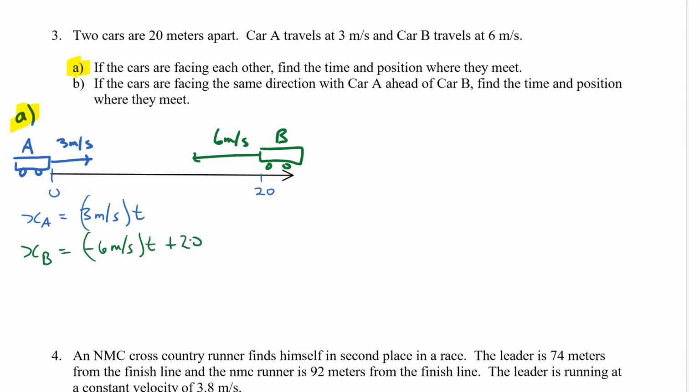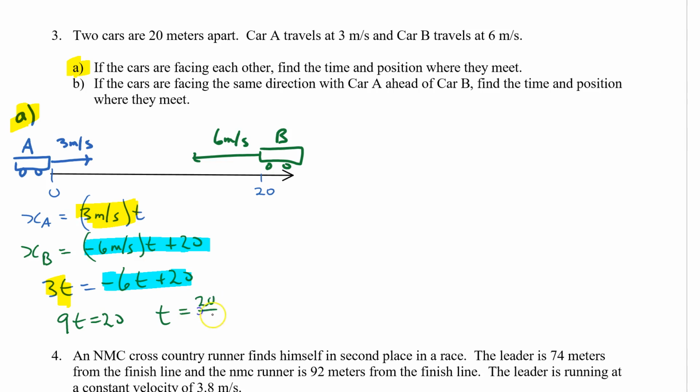Now we're going to equate those two. When they meet, they're going to be at the same position. So I took this piece and put it there, and I took this piece and put it here. I'm going to say those two are equal. Now when I solve for time, I need to add 6t to both sides, so I'll get 9t equals 20. Solving for t, I get 20 over 9. I could leave that, or I could put it into decimal form, which is 2.2 repeating seconds. So there's my part for time.